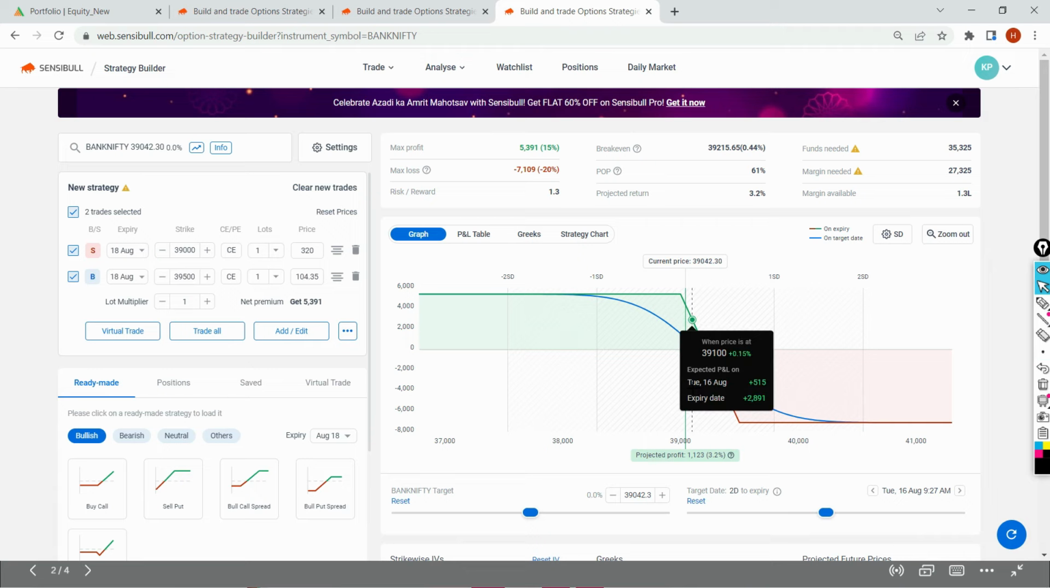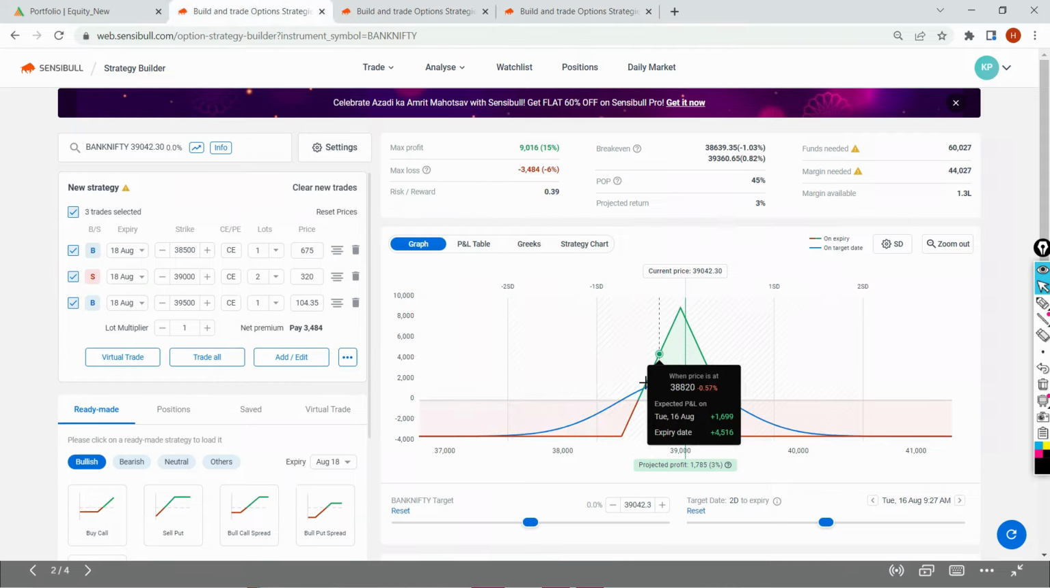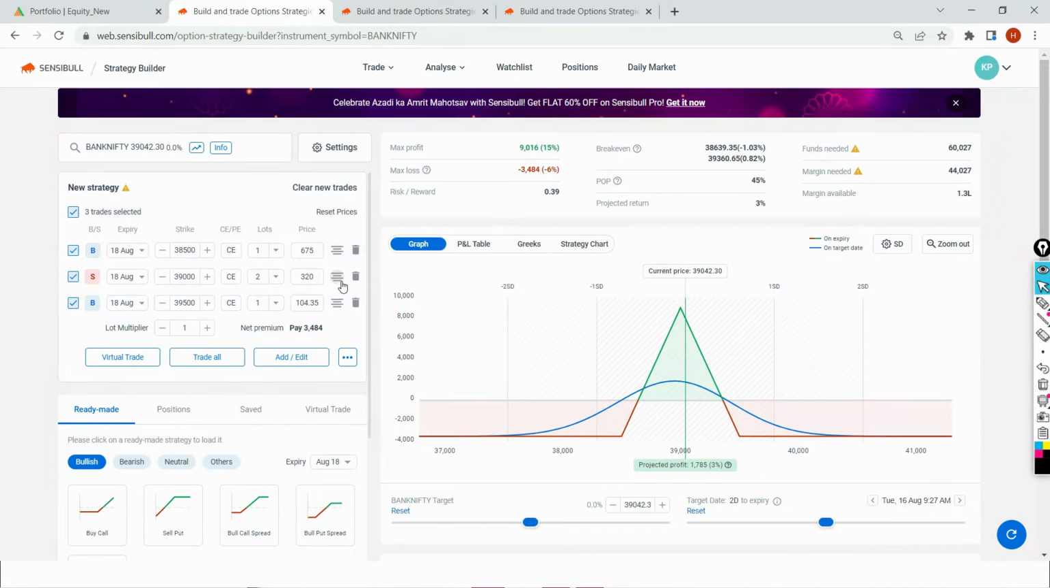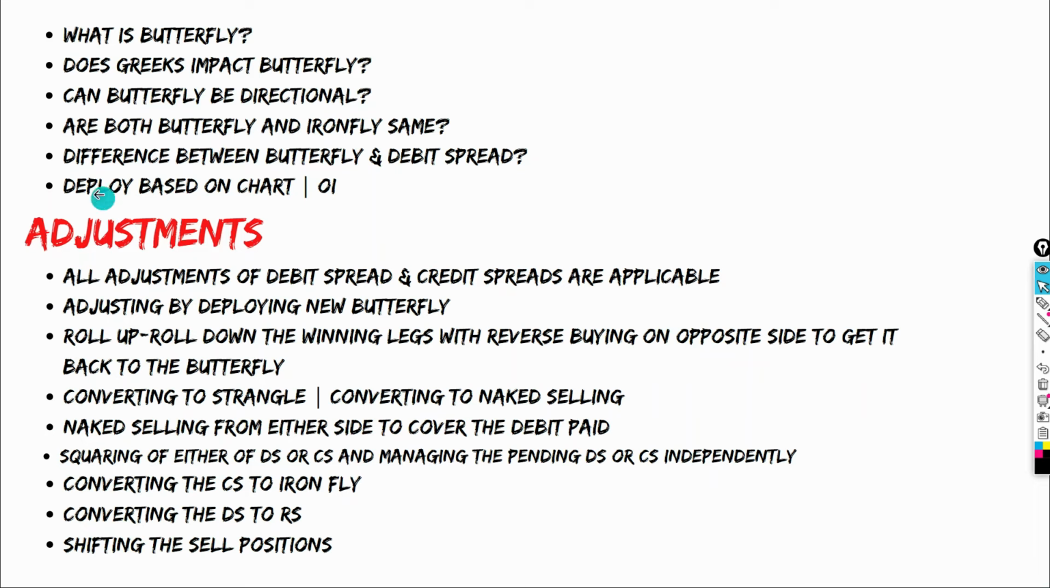Alright, so Greeks will not have much impact on the butterfly. This is basically a Vega neutral trade. Okay, let me take, can butterfly be directional? Yes, butterfly can be directional. So what I'll do, see, whenever we go for the butterfly, it is not something like every time you have to go for the at the money, sell two calls and then buy equal distance on the call side. That is not the butterfly. Butterfly is always based on the chart, right? You have to deploy the butterfly based on the chart.